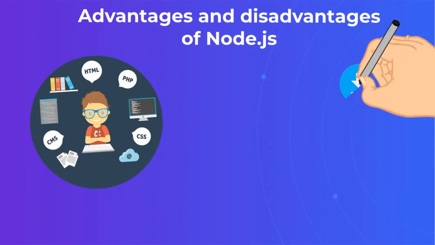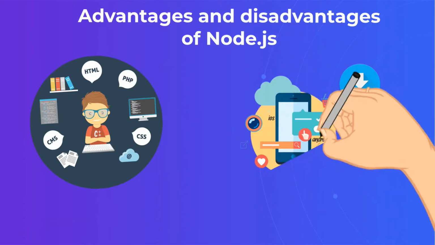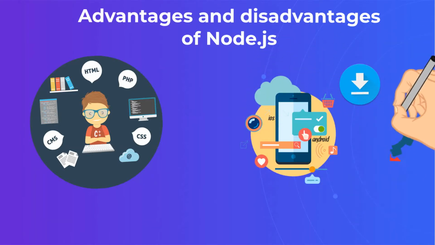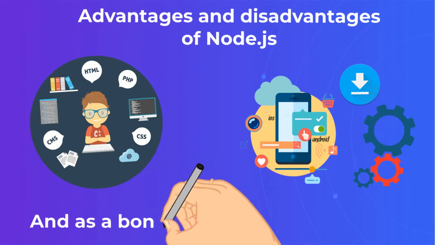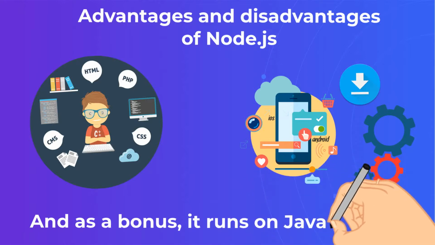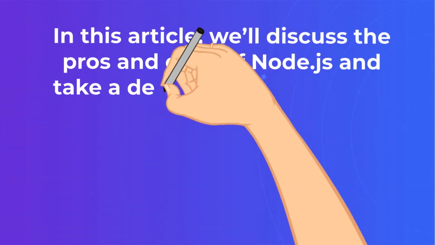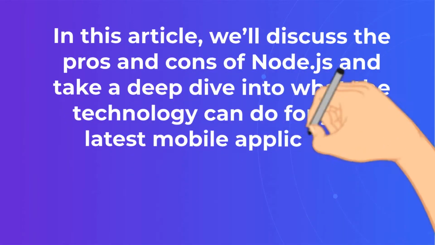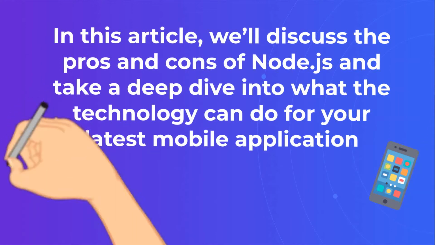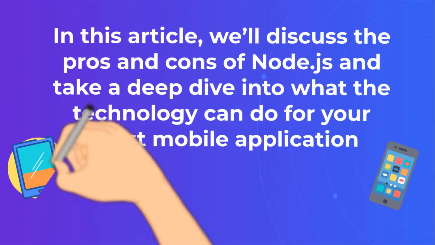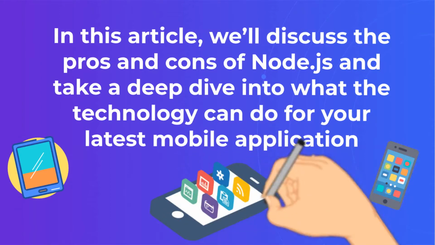As a back-end runtime environment, Node.js allows developers to load up mobile apps with simultaneously running functions without crashing or slowing the servers. And as a bonus, it runs on JavaScript, one of the easiest to use, most popular programming languages in the world. In this article, we'll discuss the pros and cons of Node.js and take a deep dive into what the technology can do for your latest mobile application. Whether your app needs to run on tablets or smartphones, this runtime environment can provide you with the firepower you need to build truly supple, complex, immersive mobile apps.